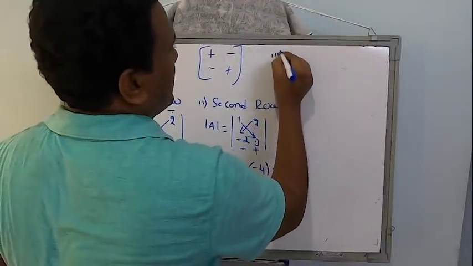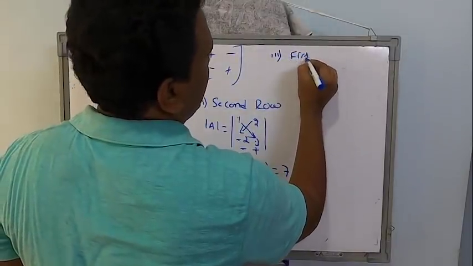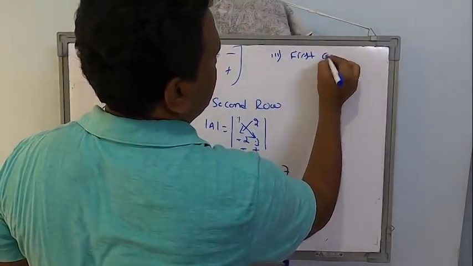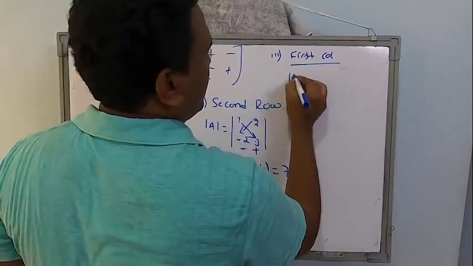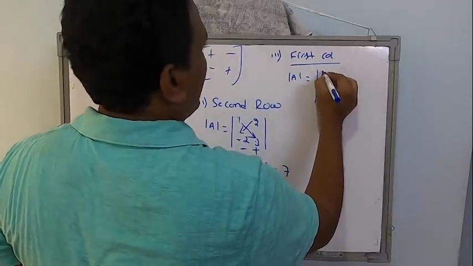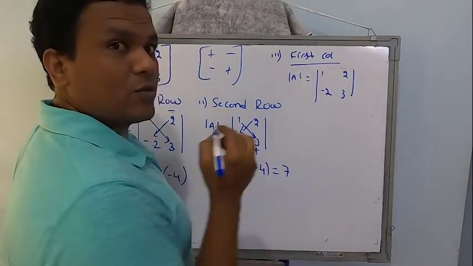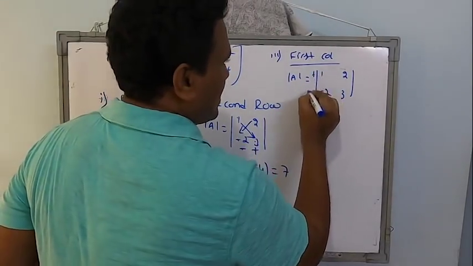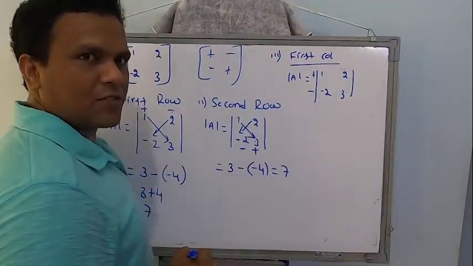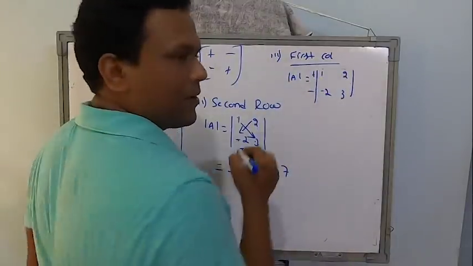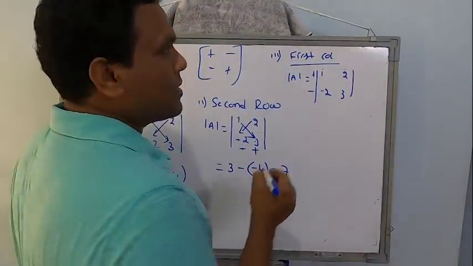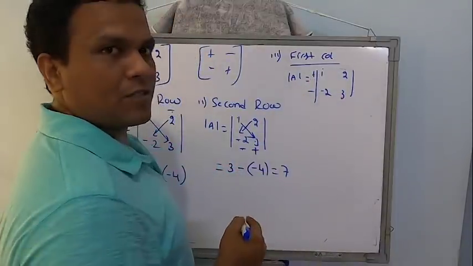Okay. So in the third case, the first column, I want to expand it. So it's going to be 1, 2, minus 2, 3. What is the sign associated with the first column? Plus and minus. Look here, the sign associated with the first column. So I want to expand it from here. Clear, students? So how to expand it from the first column?